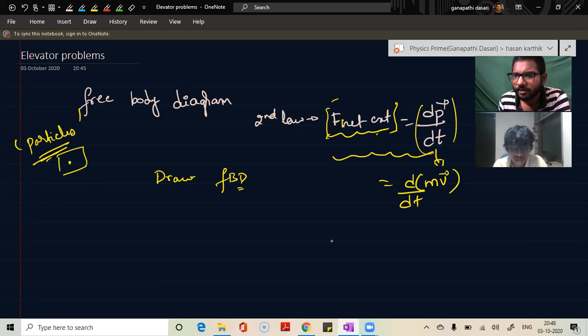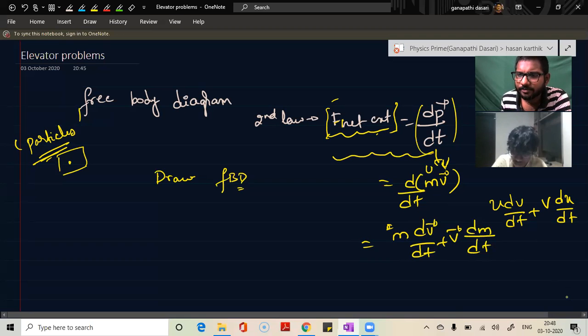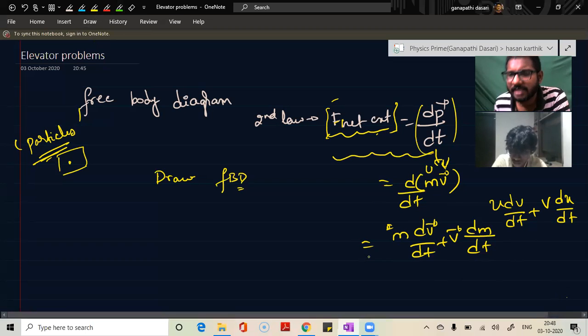If you have the uv rule, differentiation of uv, do you know the formula? u v dash plus v du by dt. Similarly, here we can write it as m into dv by dt plus v into dm by dt, isn't it? In most of our initial cases, when we are studying Newton's laws of motion, we consider mass to be constant.